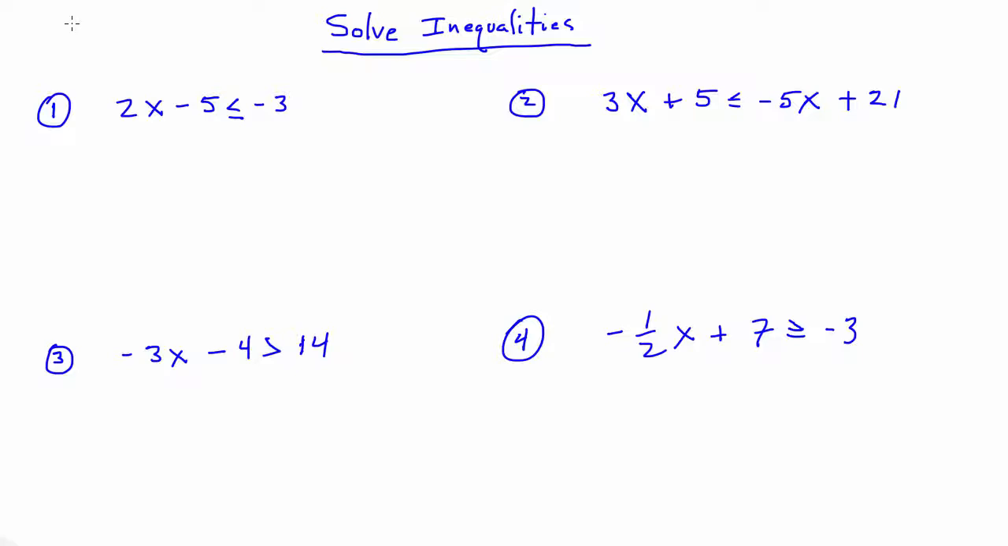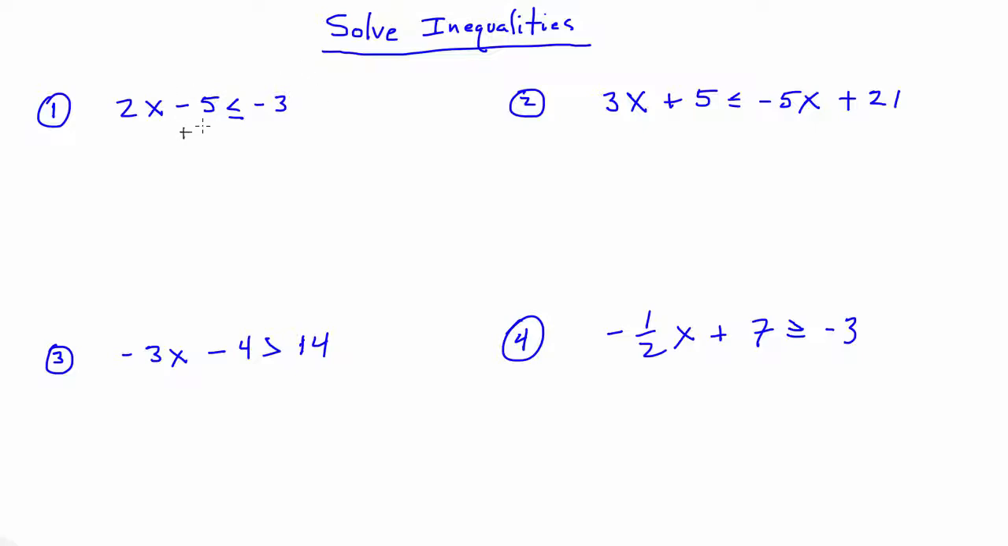All right, so here are some inequalities. They're going to be solved very similar to what we did with the equations. So let's just get to it. This is really just the normal two-step equation. Not too much going on. Everything looks simplified on each side. So let's go ahead and solve.